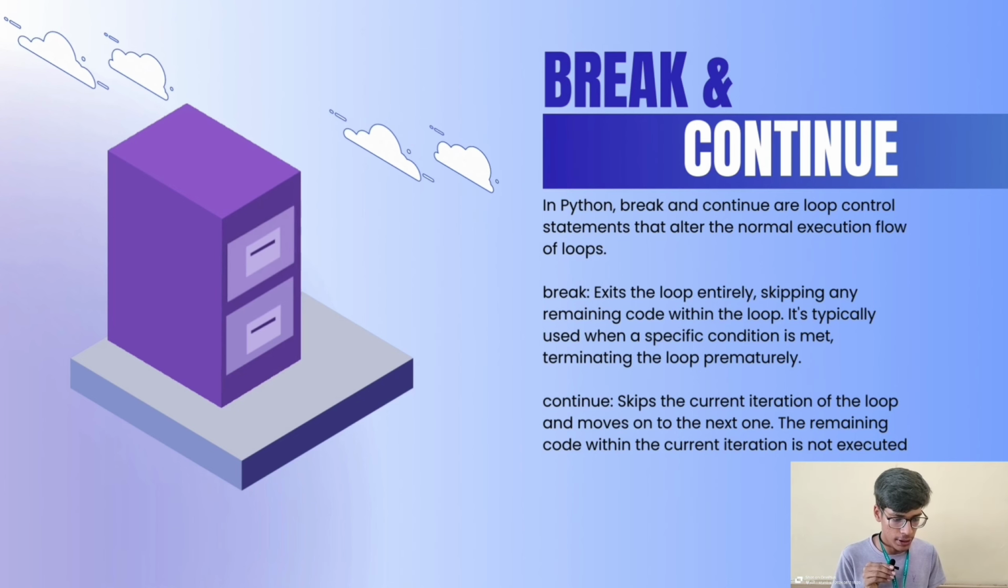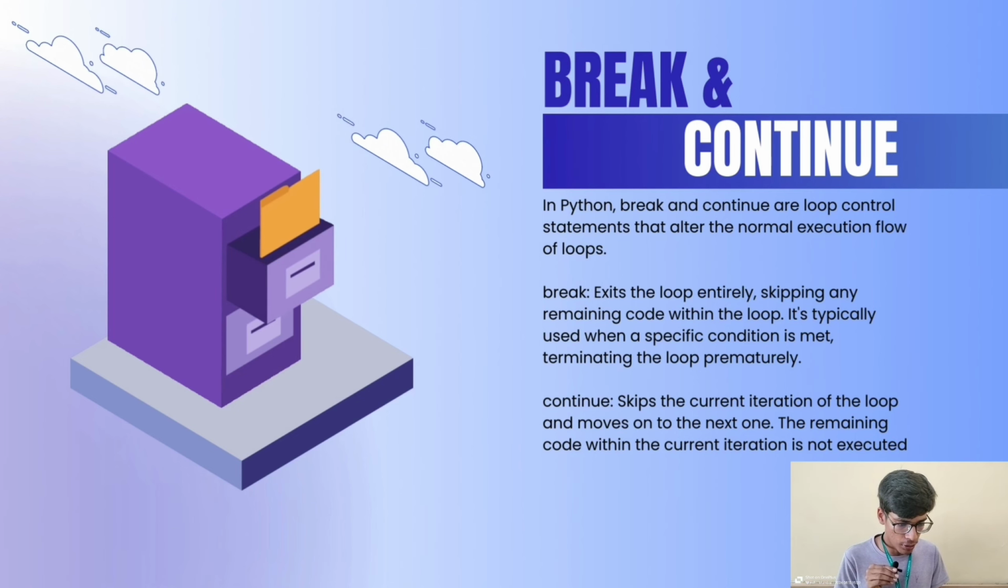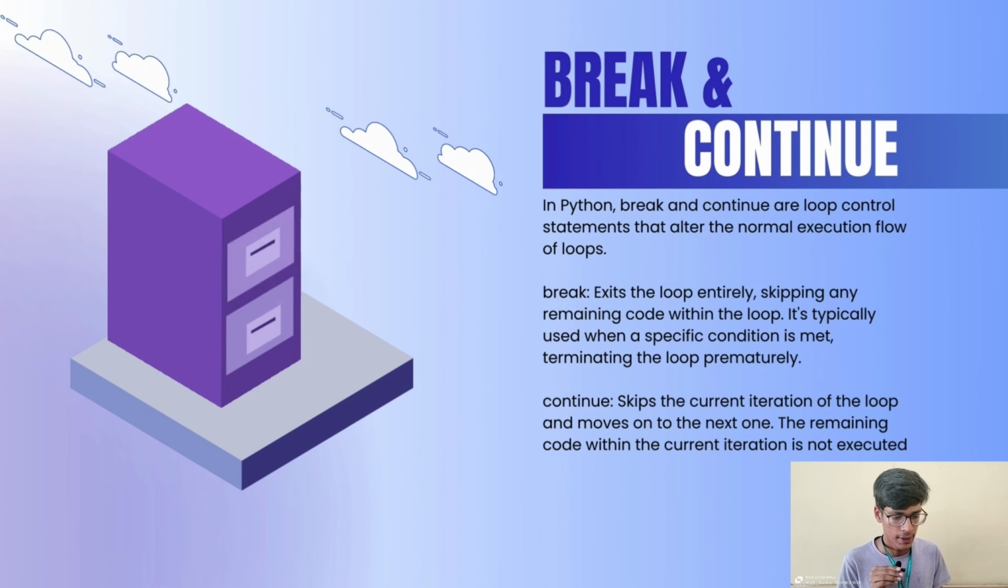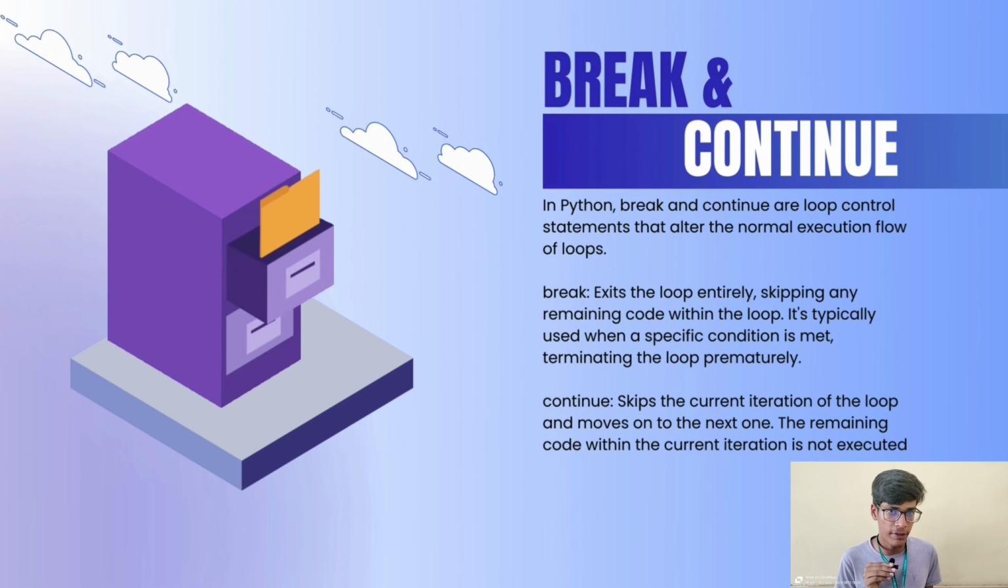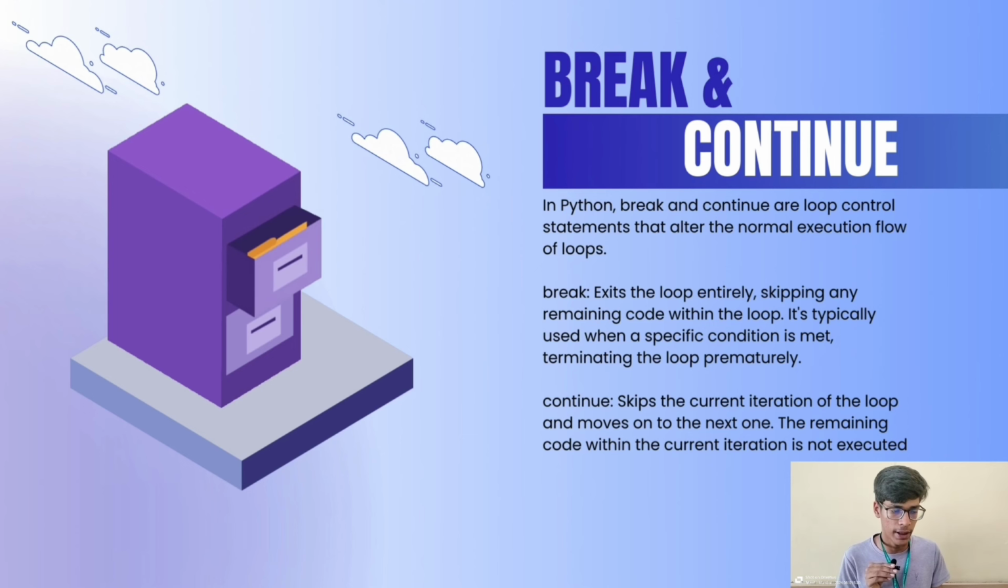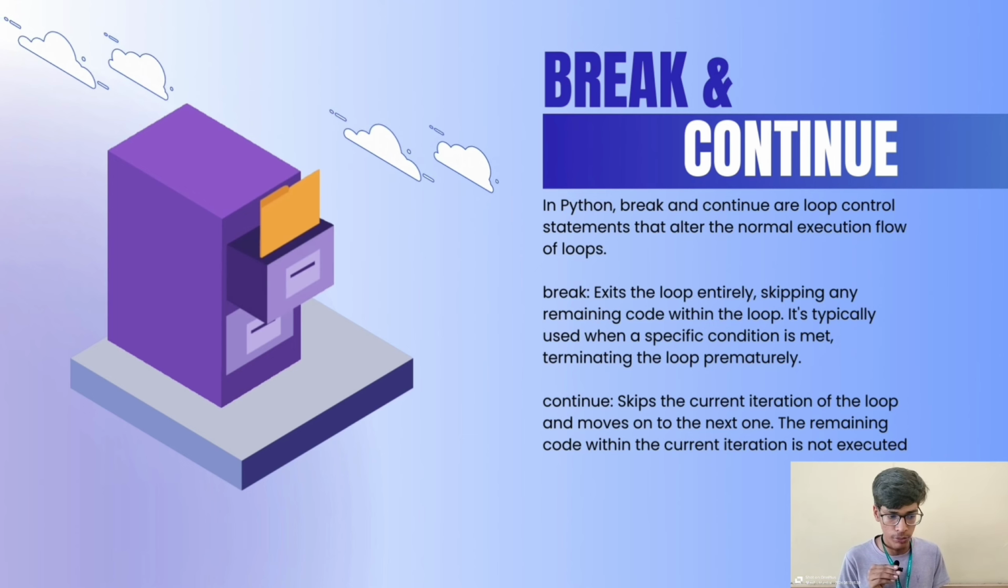Then we have continue, which skips the current iteration of the loop and moves on to the next one. The remaining code within the current iteration is not executed. Which means when we give a condition and that condition is met, it will move on to the next one. It will not execute that iteration. So that's how continue works.